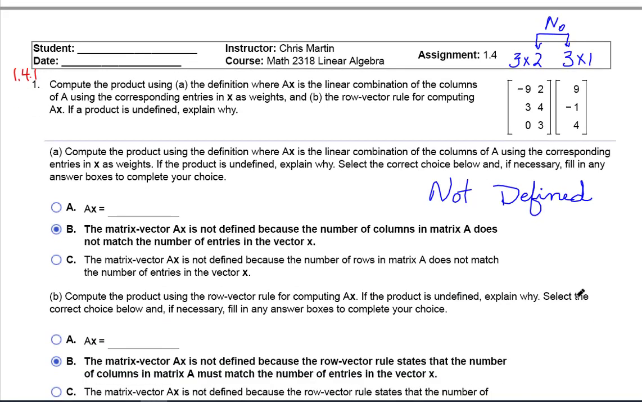Alright, so in question 1 here, I have a matrix. This first matrix has 3 rows, 2 columns, so 3 by 2. The second matrix has 3 rows and 1 column, and notice that the number of columns of A does not match the number of rows of B. So the multiplication is not defined.